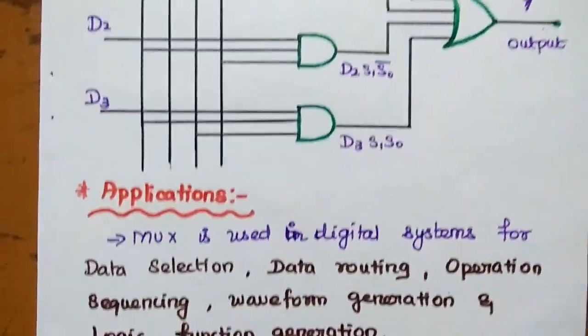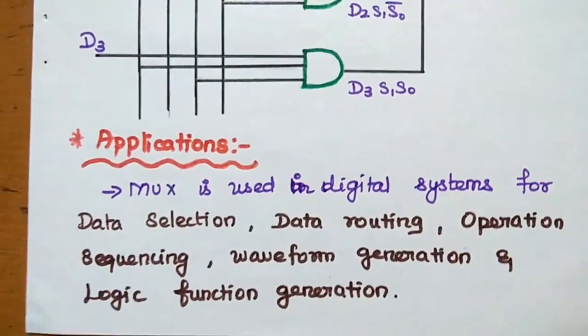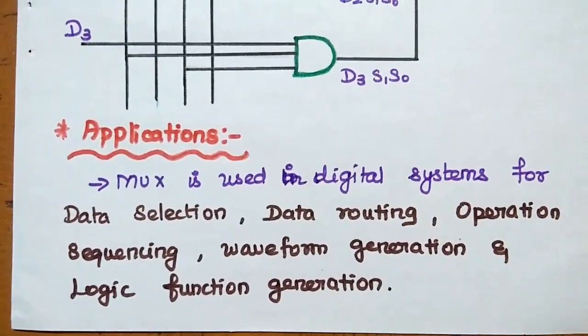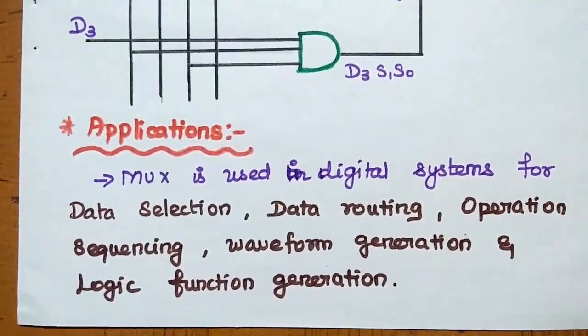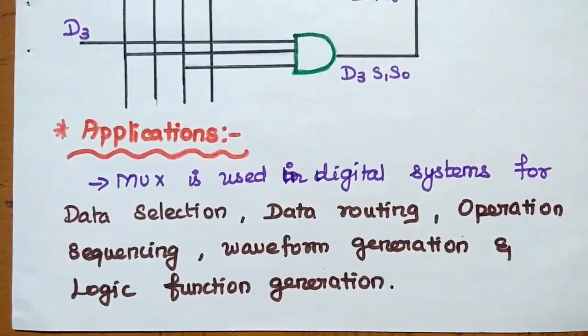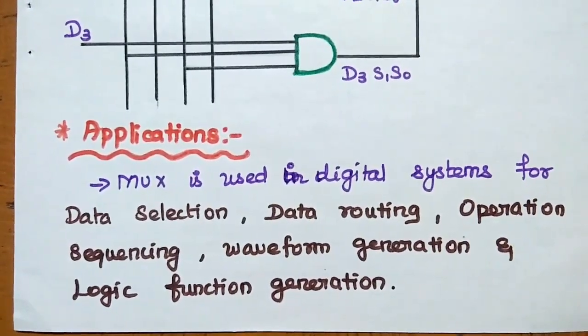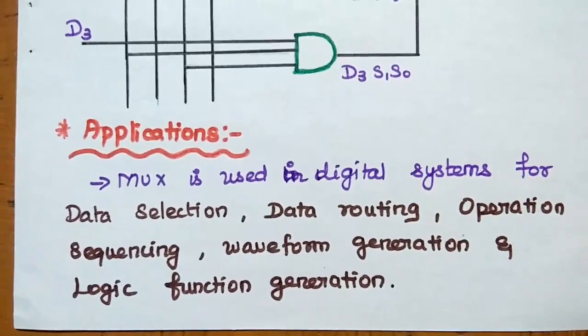So next, applications of multiplexer. Multiplexer is widely used in digital systems for data selection, data routing, operation sequencing, waveform generation and logic function generation.